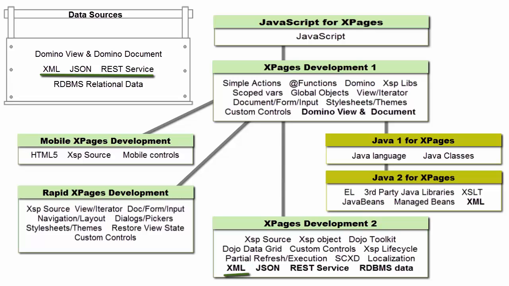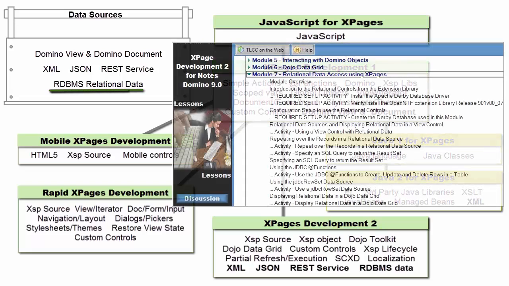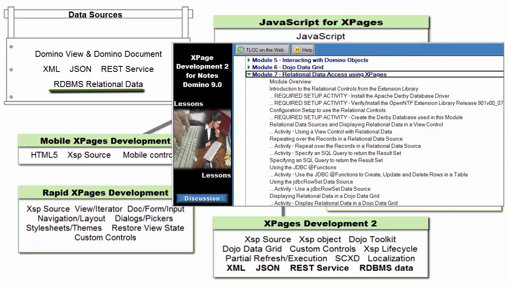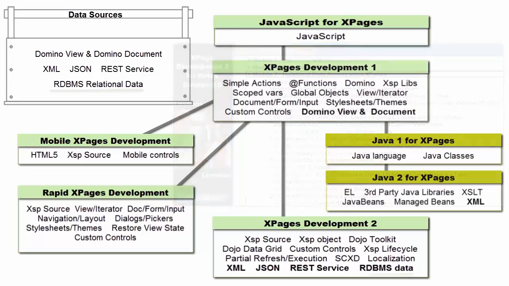XML as a data source is covered in our XPages 2 course and our Java 2 course, and JSON and REST services are used in our XPages 2 course as the data source for the Dojo data grid. Relational data like IBM DB2, MS SQL, Oracle, or any RDBMS which provides JDBC drivers can be used as a data source to an XPage application, and we devote an entire module to this topic in our XPages 2 course.